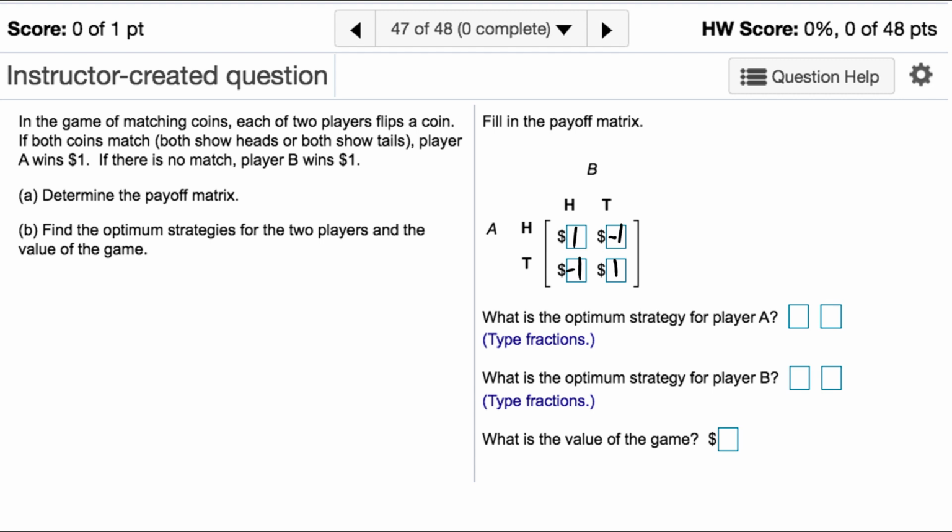So one, we should always check to make sure there's no saddle point. So we can do that. Smallest in each row is the negative 1. Largest in each column, those are the positive ones. So no saddle point here.